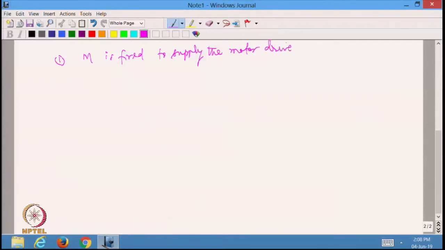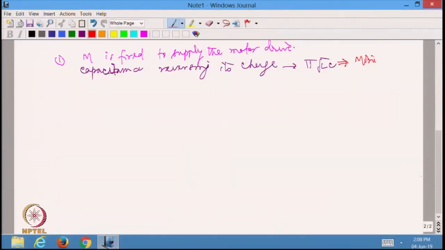Simultaneously, you are going to have the capacitance reversing its charge, which means this will need at least pi root LC as the time that is needed for the main thyristor to be on. So, this is the minimum on time. I cannot have less on time than this. This is the minimum on time.